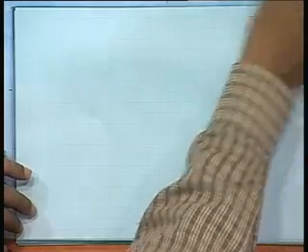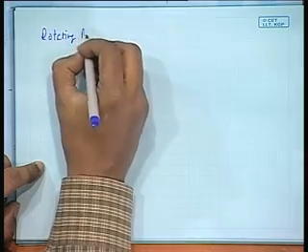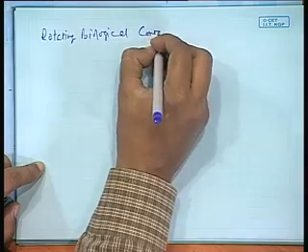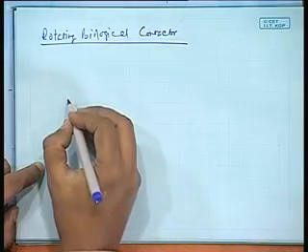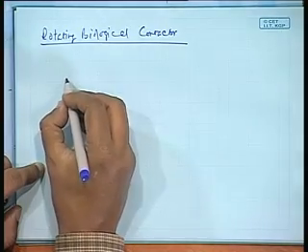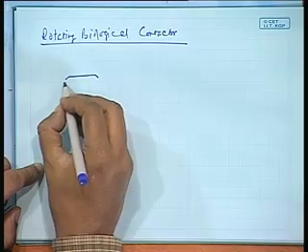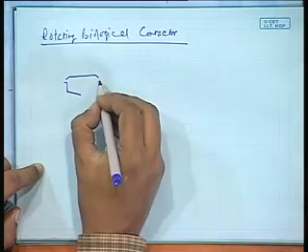Another very important part is what is generally called a rotating biological contactor. Rotating biological contactor. Let me make a drawing first. This is how it looks. You will find this drawing in the textbook also, but try to do the drawing.